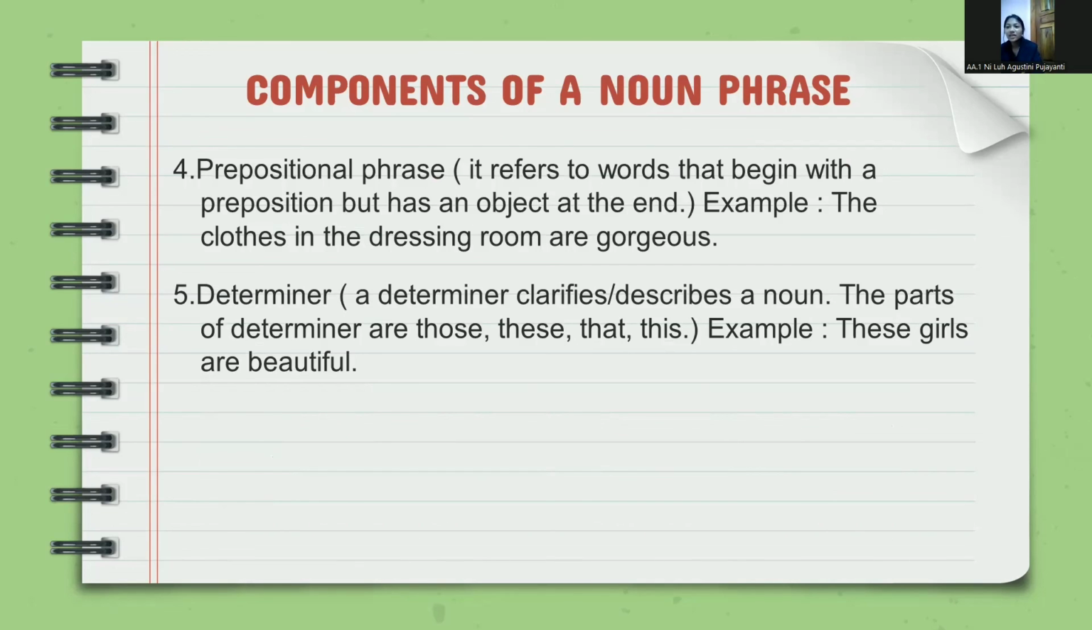For the last, determiner. A determiner clarifies or describes a noun. The determiners are these, those, this, and that. For example, these girls are beautiful. The determiner these describes the noun and forms the noun phrase these girls.